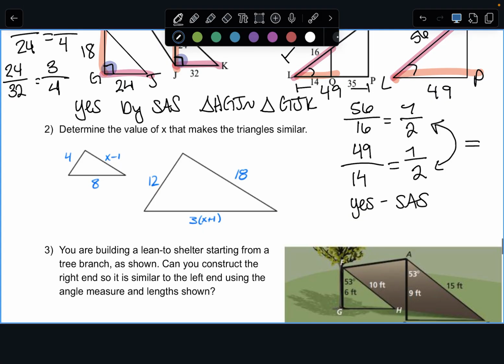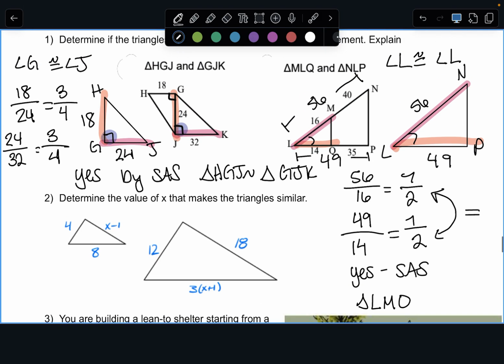Okay, let's match up our triangles here. Let's start with the small one, LMO. L for the small goes with what for the big? L. Okay. M for the small goes with N. And then O goes with P.